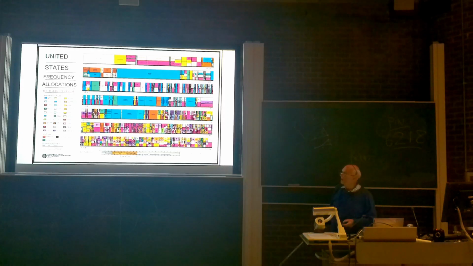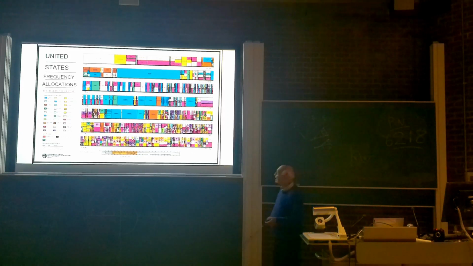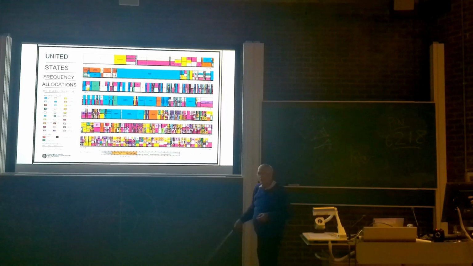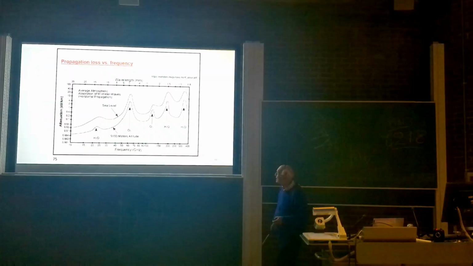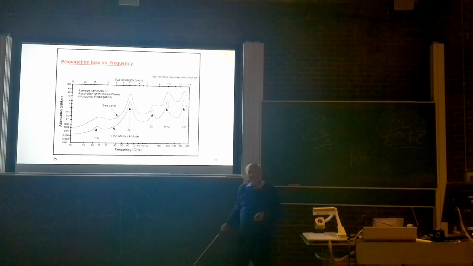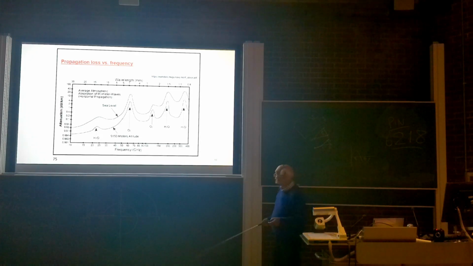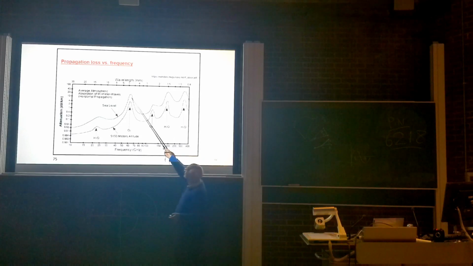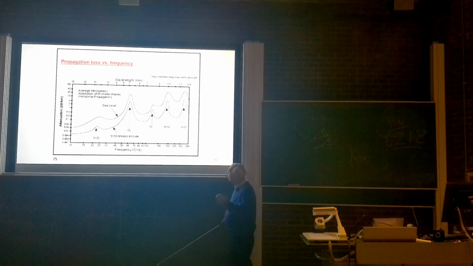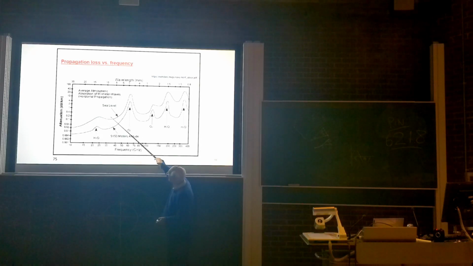How much spectrum have you got? Here's the spectrum allocation, frequency allocations. Obviously I won't go through it. I'll just tell you it's pretty dense. But here's another aspect of the same problem. Some frequencies are better than others, so to speak, because there's a propagation loss versus frequency, which is fundamentally because of the atmosphere and whether it's raining or not, or whether it's foggy or whatever. And it's different at sea level and at 9,000 meters altitude.